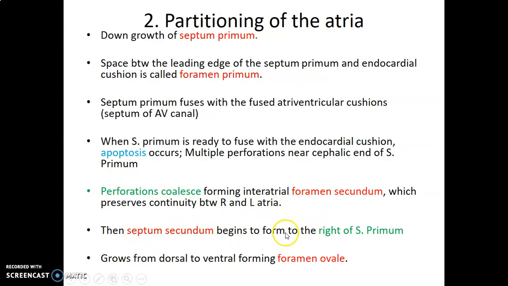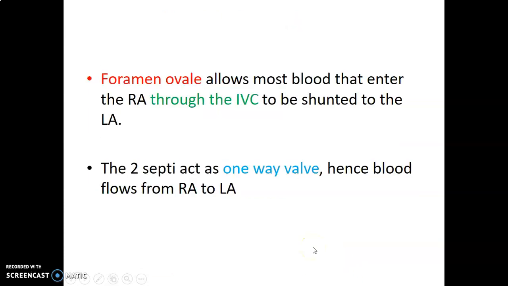Septum secundum actually is a downgrowth from the roof, and it forms on the right of the septum primum. Then it grows from dorsal to ventral, therefore forming what we call the foramen ovale. Foramen ovale usually allows most blood that enters the right atrium through the inferior vena cava to be shunted to the left atrium. So remember, the blood that is coming to the right atrium through the inferior vena cava is oxygenated, because it has been brought to the inferior vena cava by the umbilical vein, into the right atrium and through the foramen ovale into the left atrium.